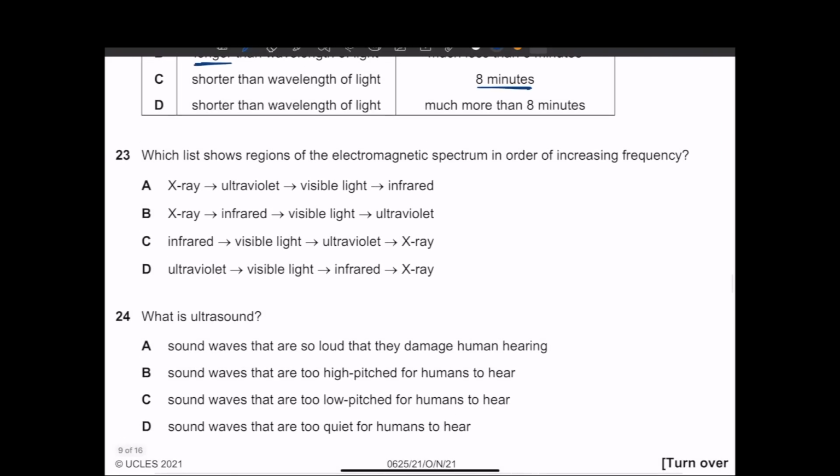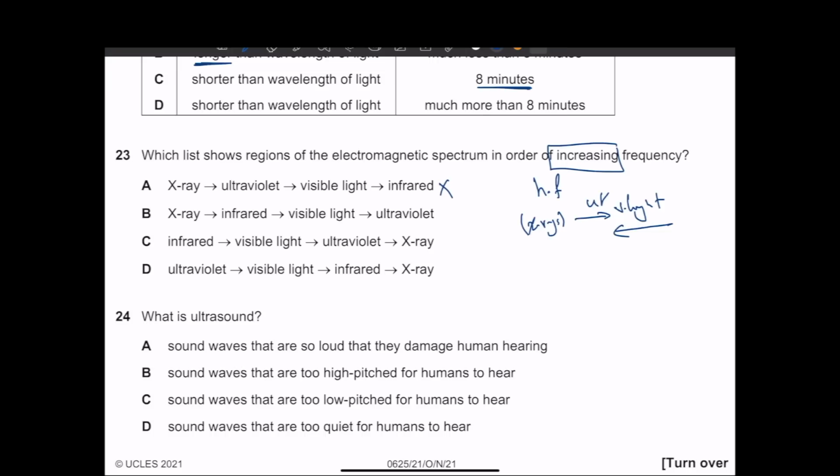For 23, which list shows regions of the electromagnetic spectrum in order of increasing frequency? Increasing frequency, I can infer that the highest frequency that we have is for X-rays and gamma rays. So I'm going to write here X-rays. And when I go up, I could reach the visible light, and infrared, and UV before visible light, and so on. They said increasing frequency, which means I'm going to go in that direction. So let's see what we have here. X-rays, ultraviolet, visible light, infrared: this is decreasing, not increasing. It's not compatible with the word increasing here.